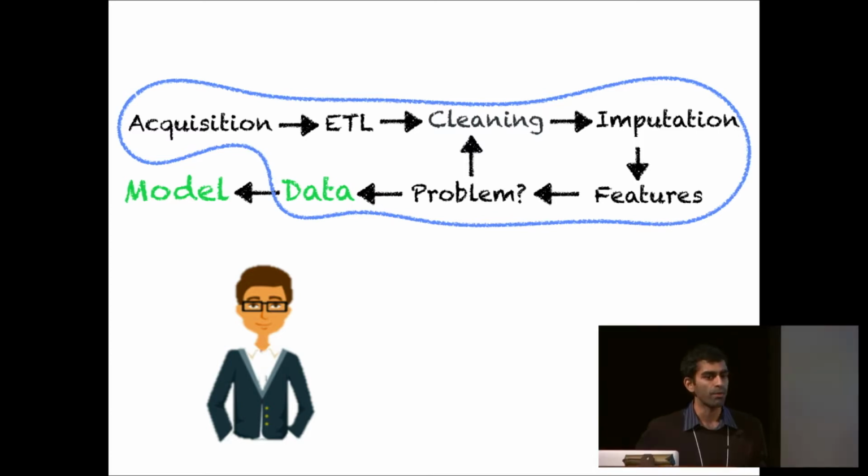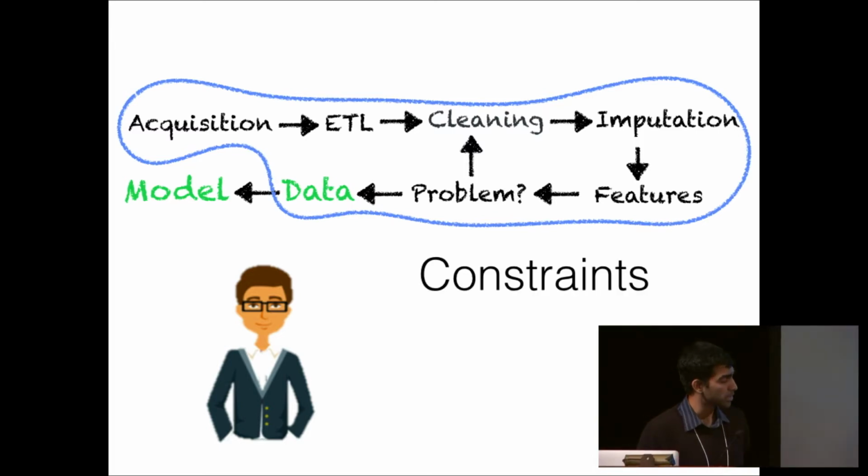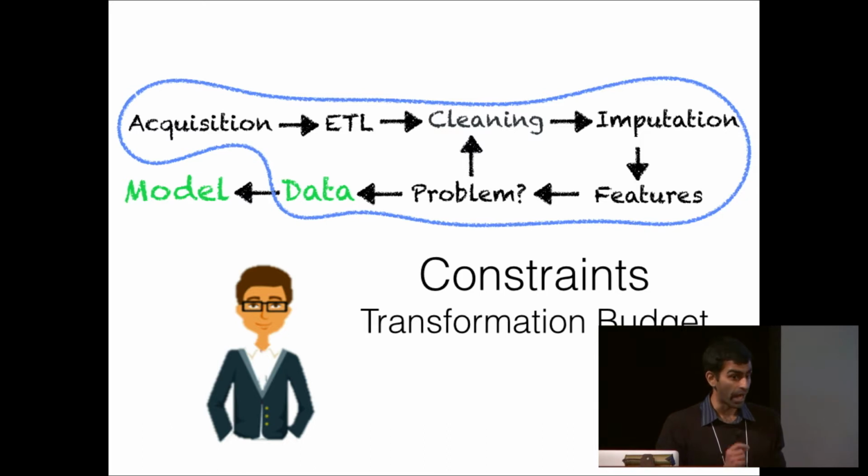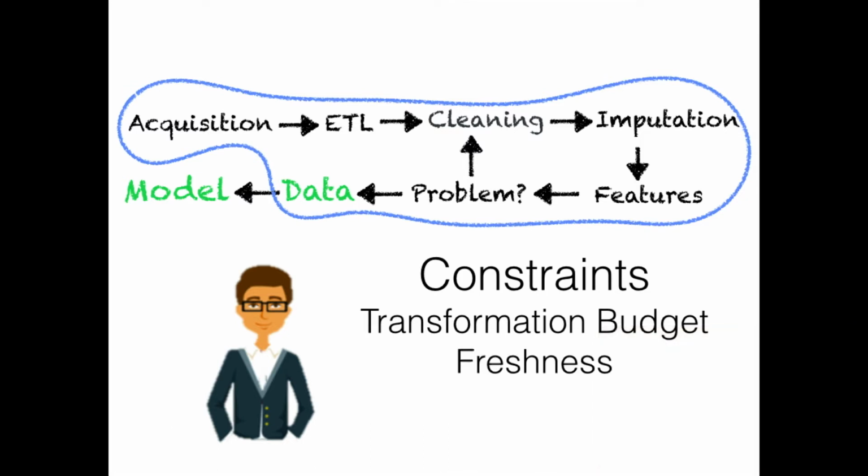I'm going to talk about how we've actually been trying to put statistical analysis to analyze situations when there are constraints on this back half. When there are constraints on the way that you're acquiring data, constraints on how much data you can transform, constraints on how fresh this data can be. For example, I might be able to only update my views every minute or every hour.